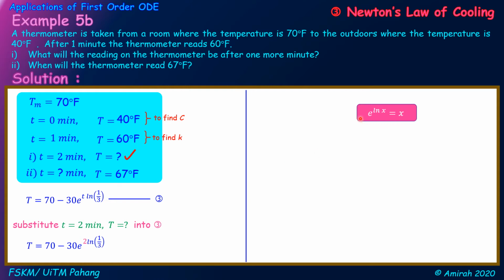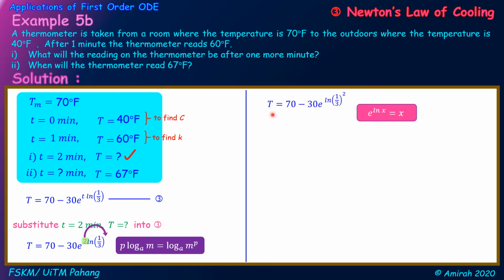Right, using the formula e to the power of ln x equals x, where the coefficient of ln here is positive 1. Using this formula, we can move the 2 up, using the properties of logarithm: from p log a^m equals log a^m to the power of p. So we can move 2 up here.